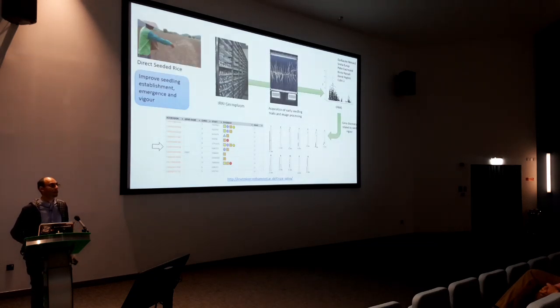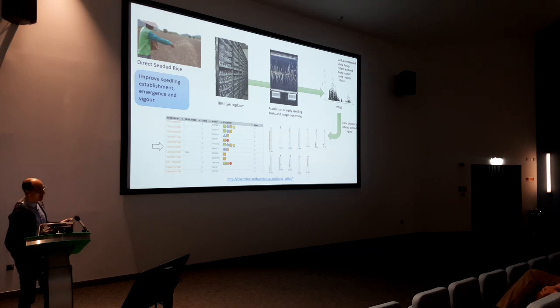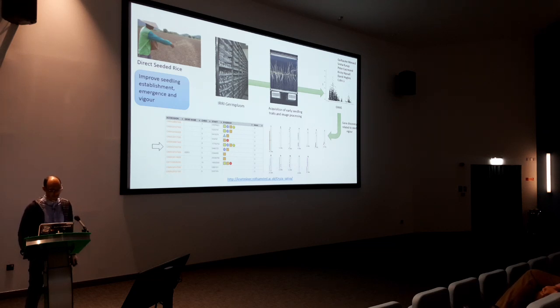Okay, another example, and this is very recent work in collaboration with Guillaume Menard and colleagues. They're interested in identifying direct seeded rice varieties that have improved seedling establishment, emergence, and vigor. To get to candidate genes, they are exploring Erie's large germplasm of over 3,000 rice varieties. For a set of varieties, they phenotyped them using image analysis, for early seedling traits, root, and so on.